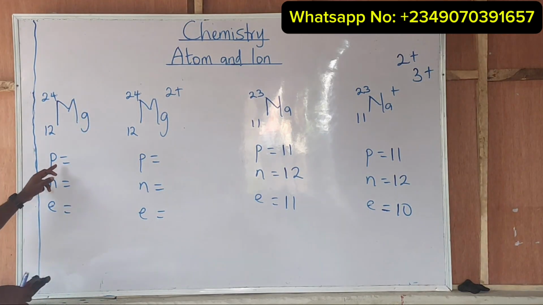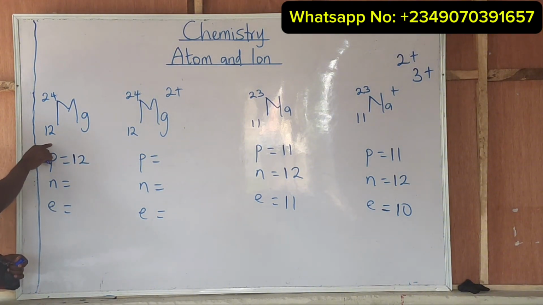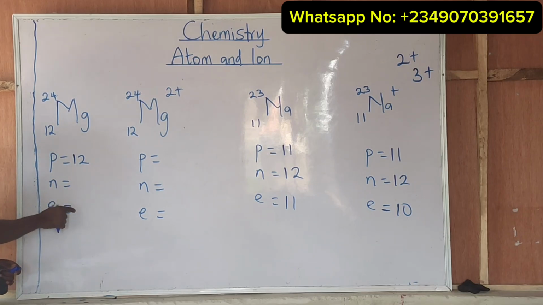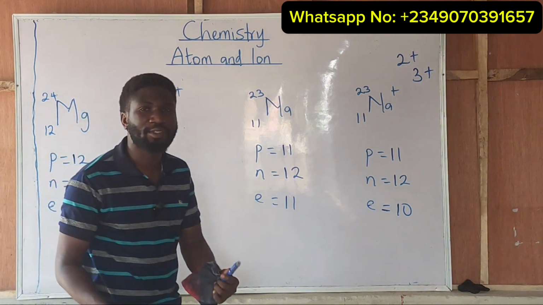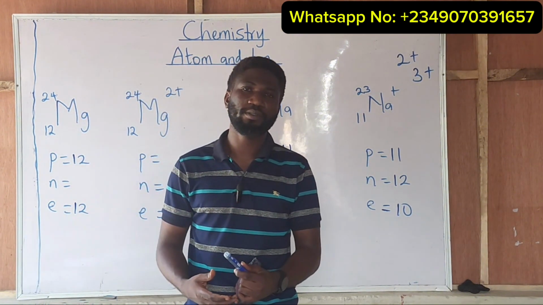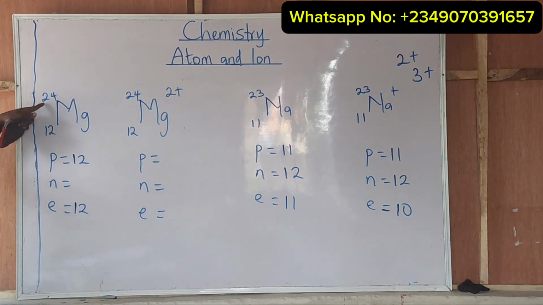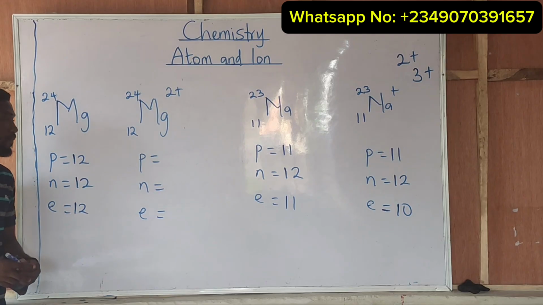So now, the proton here, which is the atomic number, the position of that atom in the periodic table, is 12. This is what we call the atomic number or the proton number. Then the electron too will be 12, because for any uncharged atom, the number of protons is always equal to the number of electrons. So how do we get the neutron? The neutron will be the mass number minus the atomic number, and that is also 12. Do we all understand? All right.